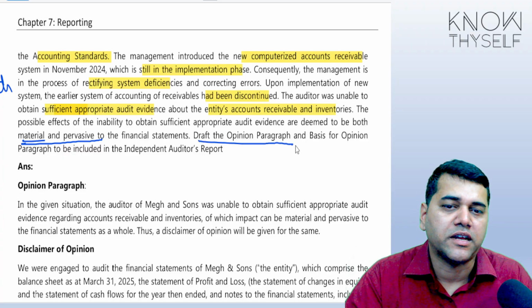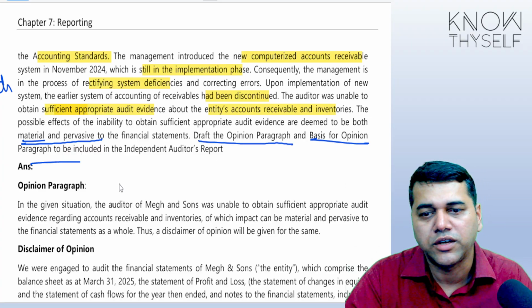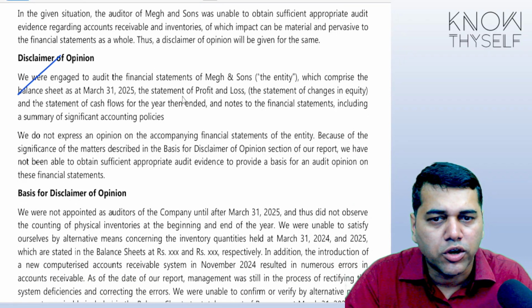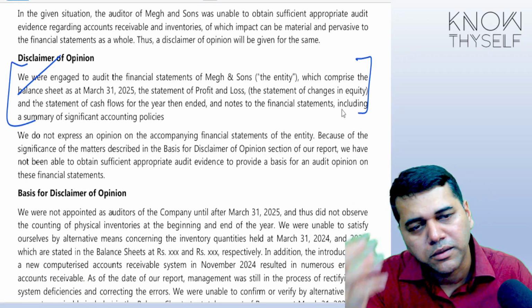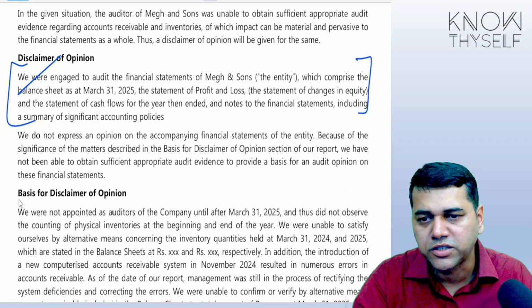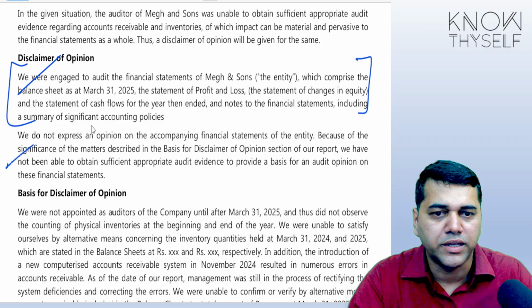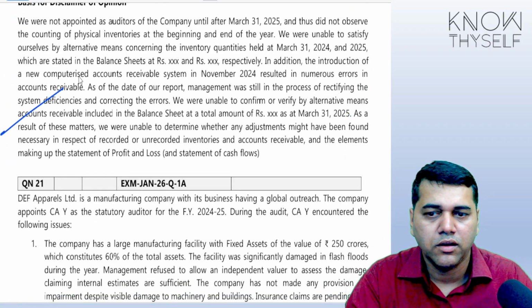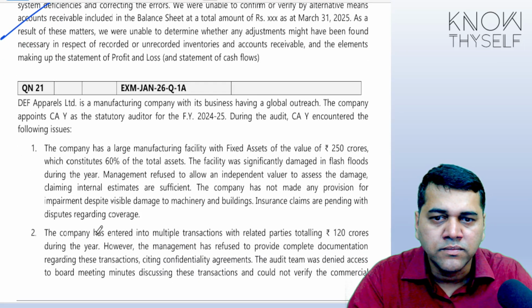Draft the opinion paragraph and basis of opinion paragraph included. So, in the given case, you are going to give the disclaimer. So, we were engaged to audit. So, this para you can always give students with some imaginary dummy names. Dummy thing. We do not express opinion. This is very important. And basis you will write all the story. Okay, let us see one last examination question.